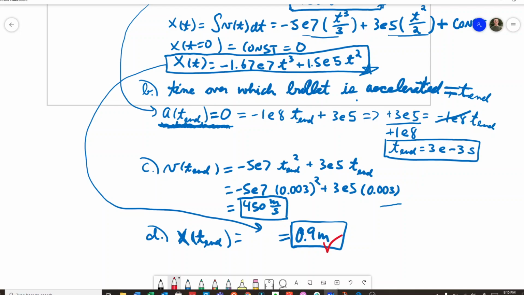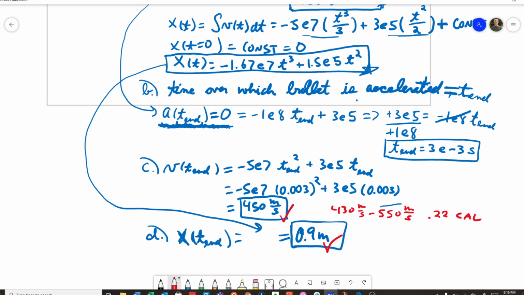Does 450 meters per second, does that sound like a reasonable value? Well, a quick Google search shows that a 22 caliber rifle shoots at about 430 meters per second to about 550 meters per second. So 450 meters per second would be right in the middle of that range. Right, this was for a 22 caliber. So 450 meters per second sounds very reasonable.